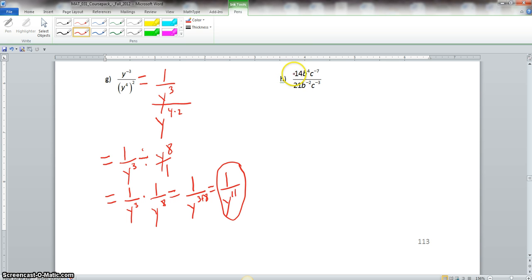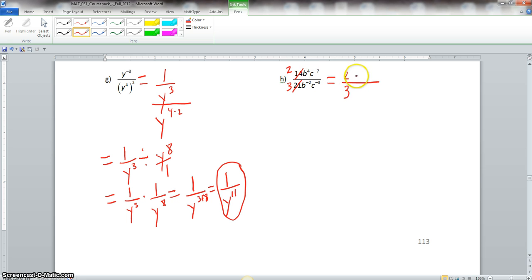Now we come here to H. First things first, with the 14 and 21, we know both of these have 7 in common. So this will leave us a 2, and this will leave us a 3. So we will have 2 in our numerator, 3 in our denominator.